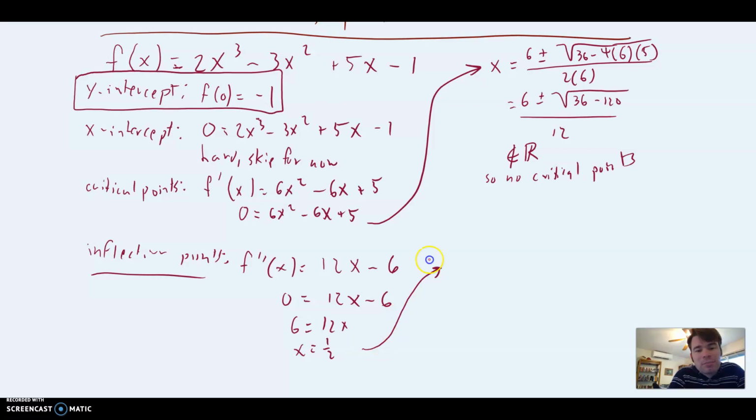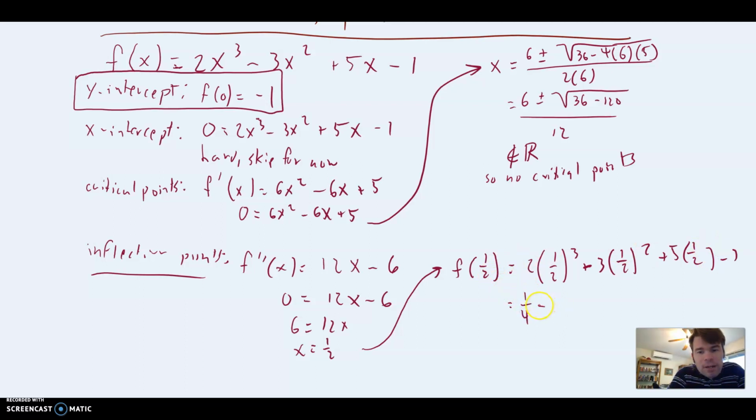And because we want an inflection point, we're going to actually plug in that 1/2, f of 1/2. That's going to be 2 times 1/2 to the third power minus 3 times 1/2 squared plus 5 times 1/2 minus 1. That's 2 times 1/8, that's 1/4, minus 3/4, plus 5/2, minus 1. That's negative 2/4, that's negative 1/2, plus 5/2, that's 4/2, that's 2 minus 1 is 1. So we have an inflection point at (1/2, 1).